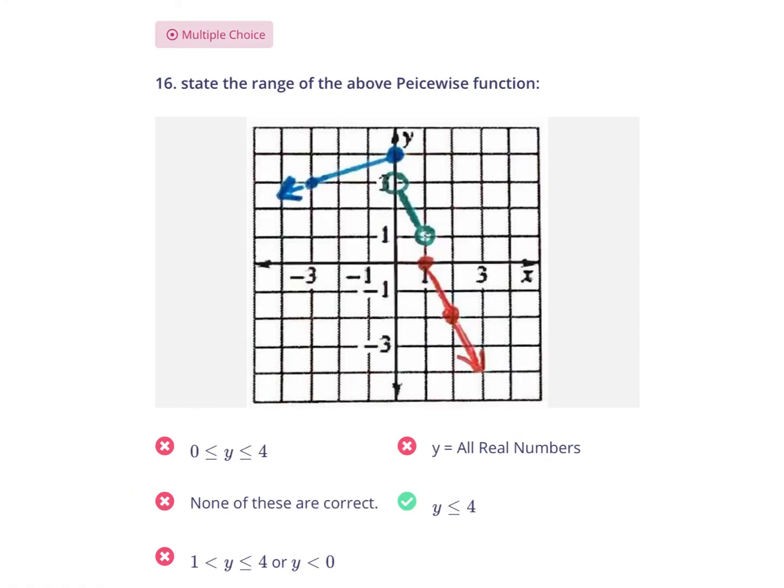Right now it says state the range of the above piecewise function. Again, range is going up and down. It's weird that we haven't had any that have all real numbers. If this dot were there and going up forever and this one down forever, then we could have something to the effect of y is all real numbers for a range. Wait a minute, we'd have gaps in them. Let's not even mess with that. The bottom line is this is the highest point. Everything is below that highest point of 4 on y. So the range is y is less than or equal to 4.